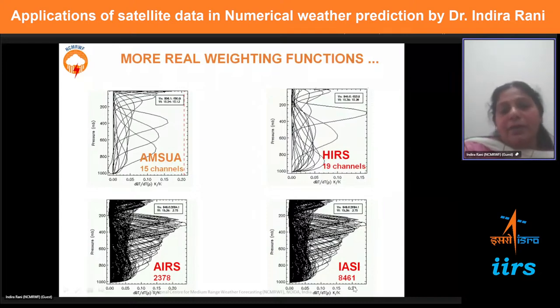Even though we have 2,000-plus channels in one instrument and 8,000-plus channels in the other, we are not using all the channels, because not all of them are useful for NWP simulation. Whichever channels are sensitive to atmospheric temperature, humidity, or some of the atmospheric constituents, only those channels we assimilate in the NWP systems.